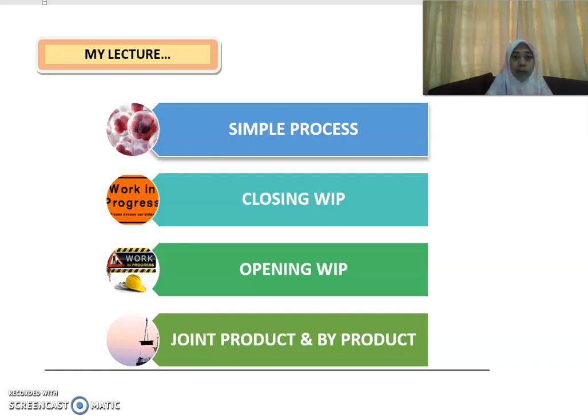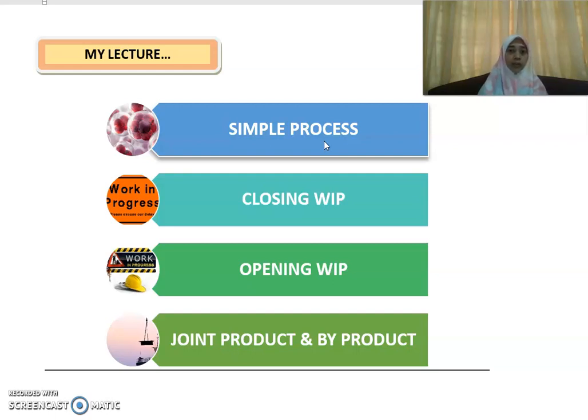I've split my lecture into four parts, but in the question you will have all these items included. The purpose of splitting my lecture into four parts is so that you have a better understanding. The first one is the simple process. What do I mean by simple process? It means you don't have any opening WIP, and you don't have any closing WIP. When you want to calculate the cost per unit, you just take the total input in terms of value, less your normal loss, divided by the total quantity.